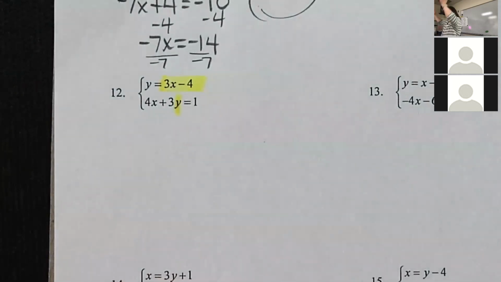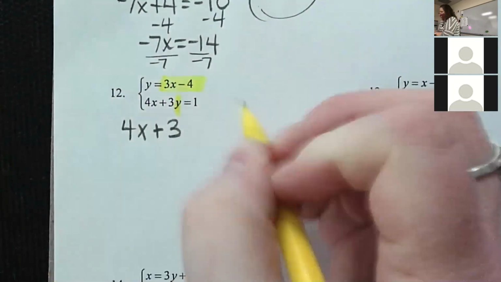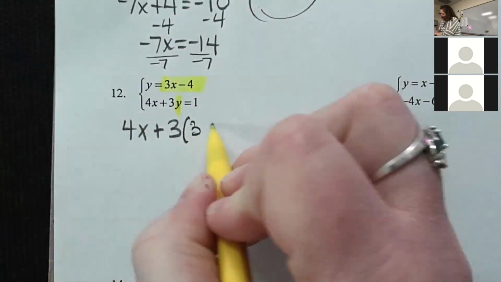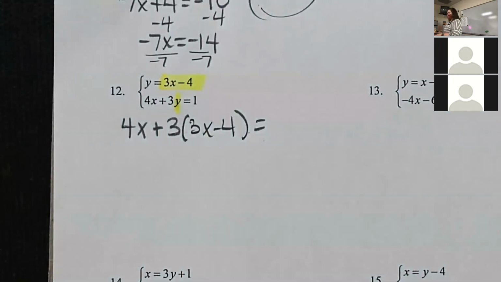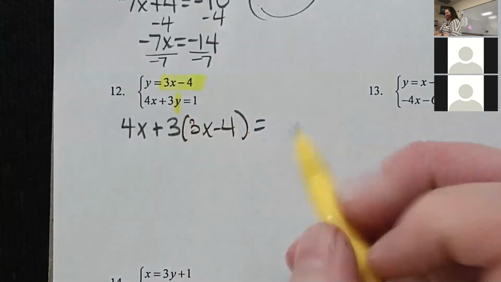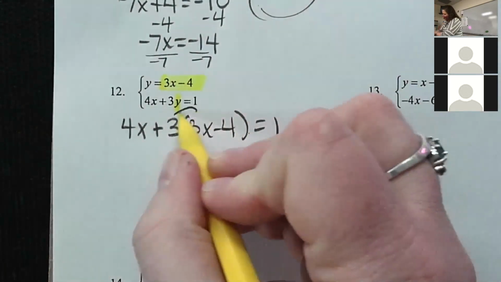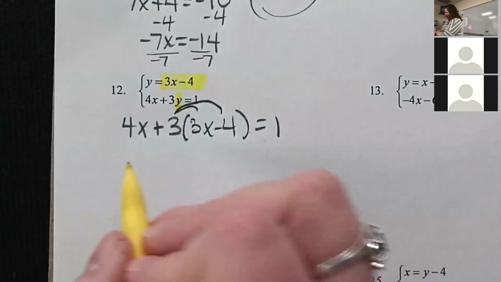A parentheses, love it. So I have 4x plus 3 parentheses 3x minus 4, and I will always say it like that so you remember it. Parentheses equals 1. You do have to do the distributive property. Good job for remembering the name of it even. You guys are on fire today. All right, I love it.